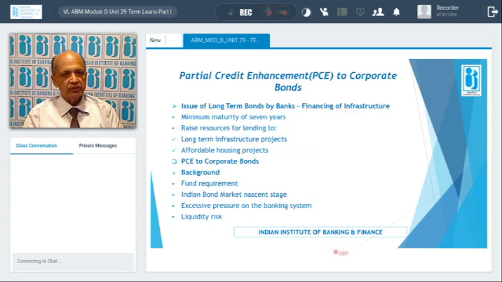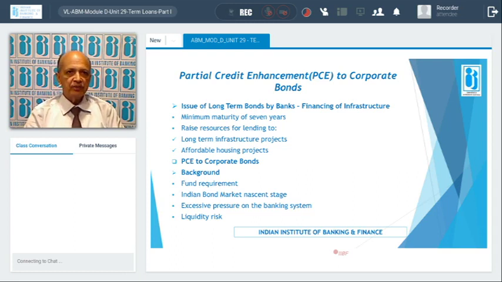Okay. Then one more thing: banks are also permitted to issue long-term bonds, with a minimum maturity of 7 years for infrastructure lending, to raise the resources. That is permitted not only for infrastructure; it can be for affordable housing also. Affordable housing, perhaps you must have heard, comes under priority sector lending. But for infrastructure lending, the minimum maturity period would be 7 years for the long-term bonds issued by the banks for raising resources for infrastructure, and that is for affordable housing. The two things are there.